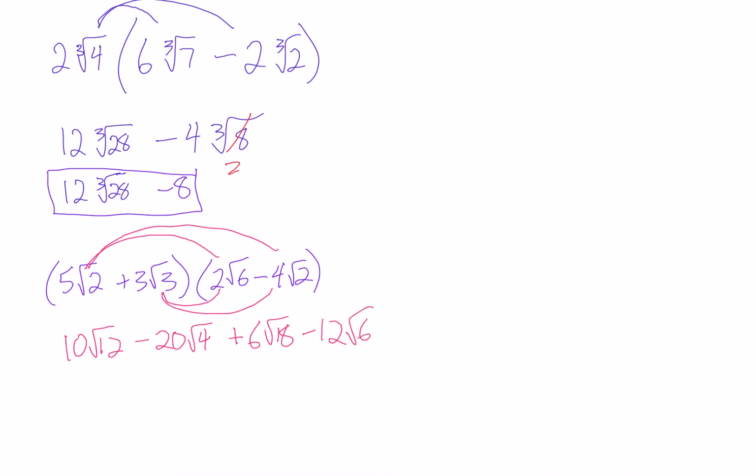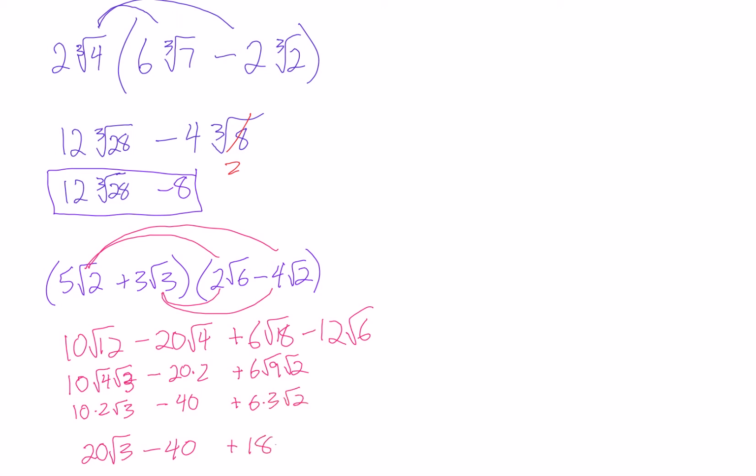Okay, so we've done all the multiplying, so now we just have to see if there's anything that can be simplified. So go through each one at a time. So the 12 we can break into 4 and 3. So then the root 4 becomes just a regular 2, so we'll have 10 times 2 root 3, which is 20 root 3. The second one, root 4, is just a regular 2, so 20 times 2 is 40. So that one's done. The next one, we can go 9 and 2. So that would be 6 times 3 root 2, which is 18 root 2. And the last one, 12 root 6, can't be simplified any further, so that's it.